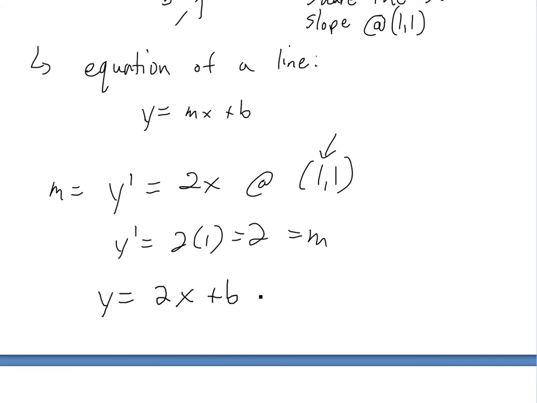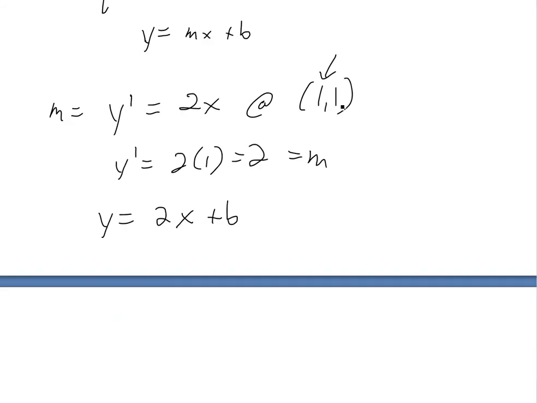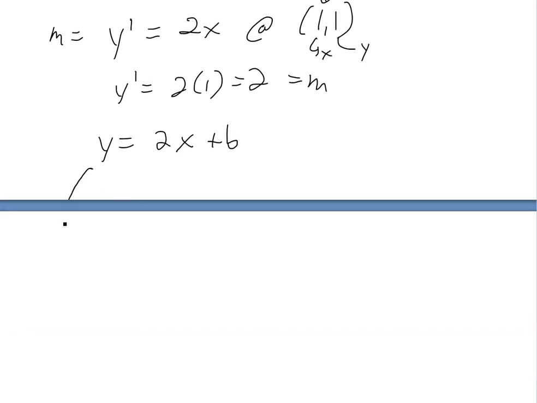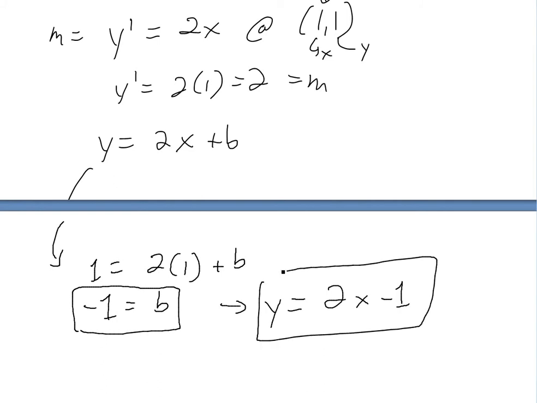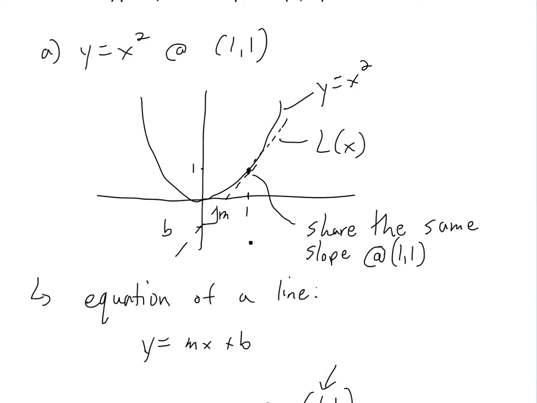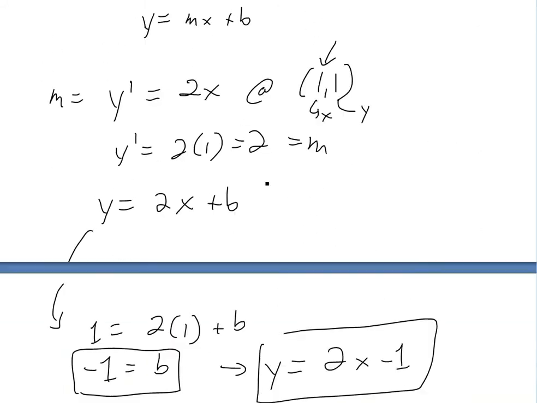Now we can solve for the y-intercept easily just by plugging in the point (1, 1), where this is x and this is y. Plugging it in, we get 1 equals 2 times 1 plus b. Solving for b, we take the 2 to the left side and get negative 1 equals b. So our answer is y equals 2x minus 1. Looking at the curve, the y-intercept should be around negative 1, and it looks correct.